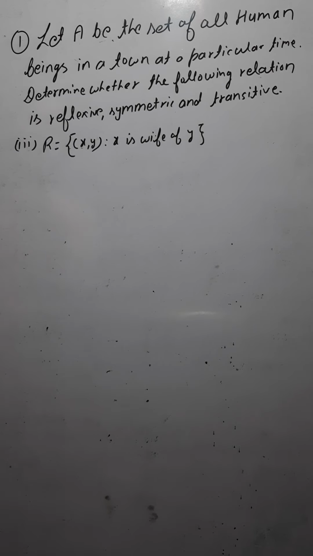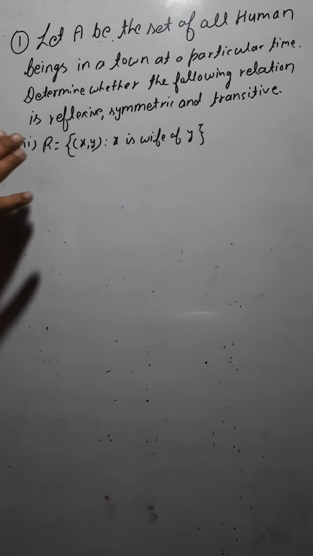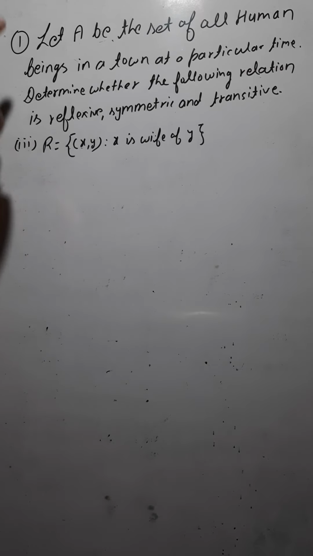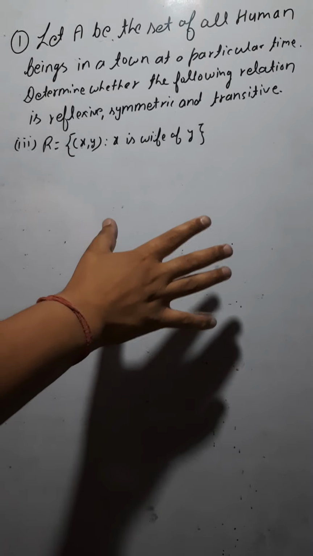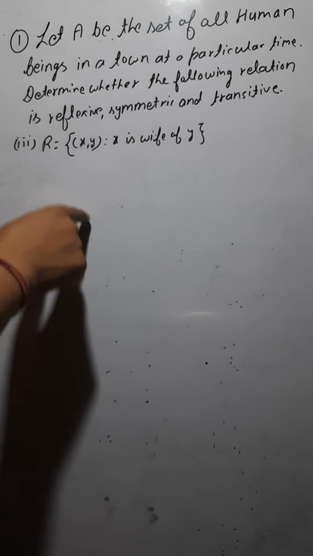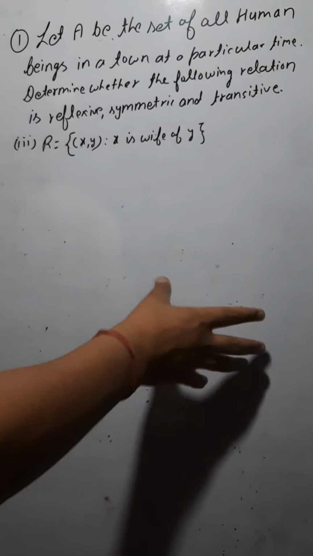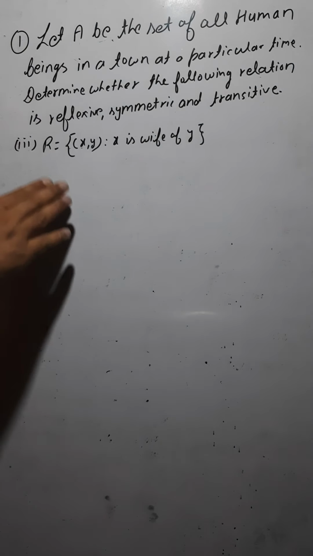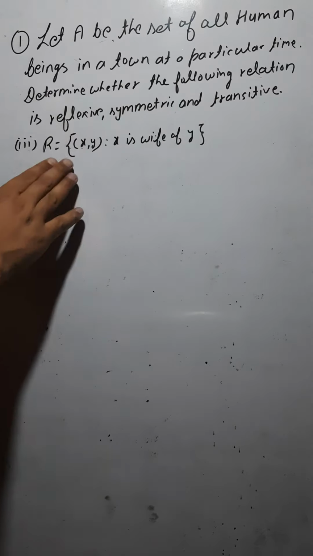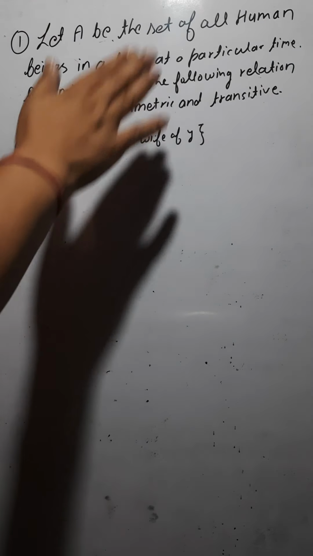I think two parts of the first question we have already discussed in the previous lecture. So this would be the third part of that question. And the question is, let A be the set of all human beings in a town. You have a town and you have a set A which contains all the human beings of a town at a particular time. Now you have to determine whether the following relation is reflexive, symmetric and transitive.